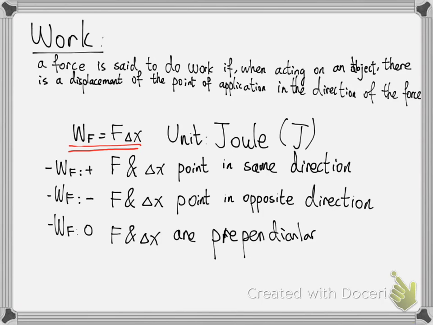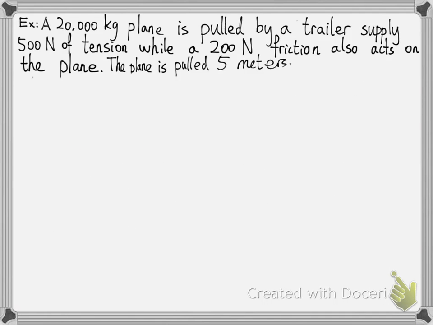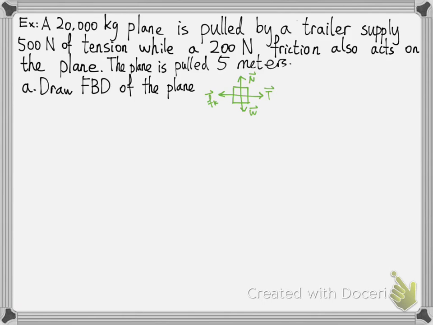Let's look at an example. A 20,000 kilogram plane is pulled by a trailer, supplying 500 Newton of tension, while another 200 Newton friction also acts on the plane. The plane is pulled 5 meters. First, draw a free body diagram of the airplane. So we have the airplane. We have the normal force acting up, the weight force acting down. The tension force is acting right, and the friction force is acting left.